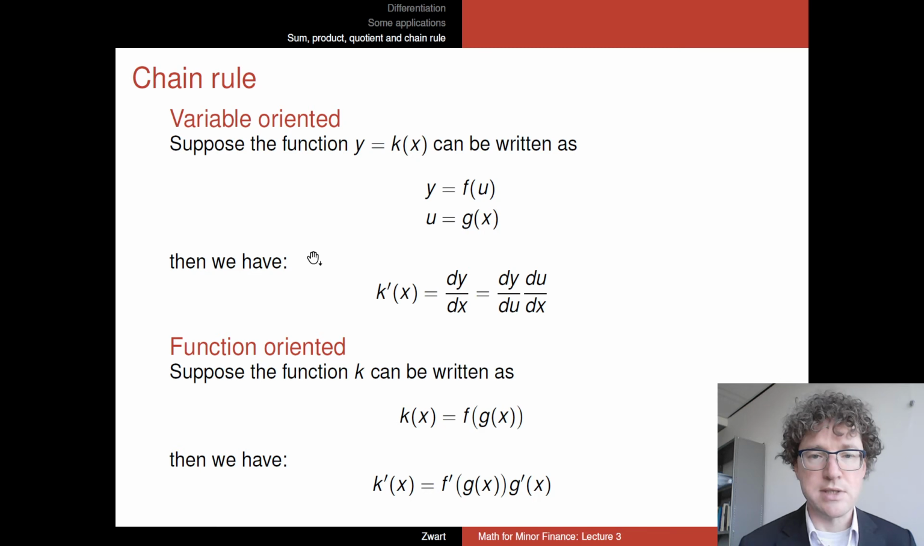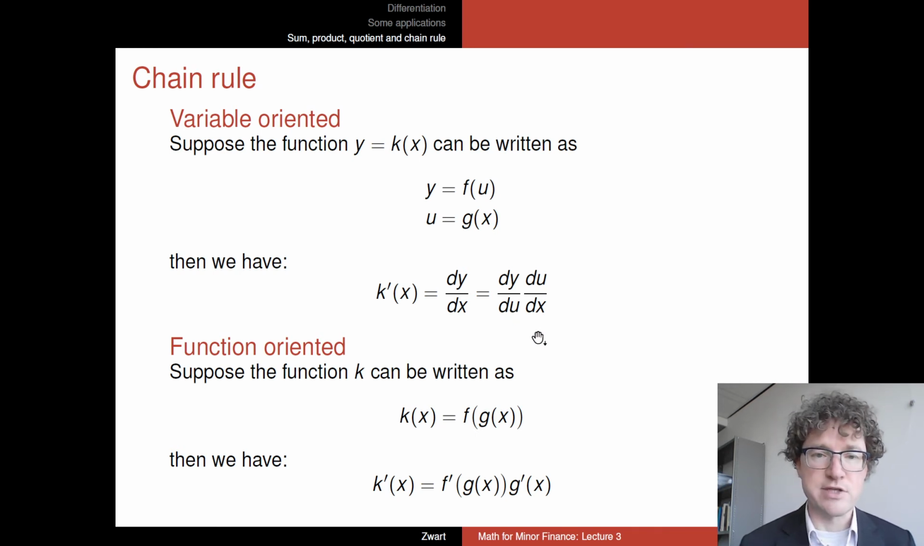Well, then what does the chain rule say? Well, if the function k is this composite, then the derivative of k, or dy, because y is the outcome of k, by dx, the derivative of y over x, we can write this as du dx multiplied by dy du. So that's one way of writing.